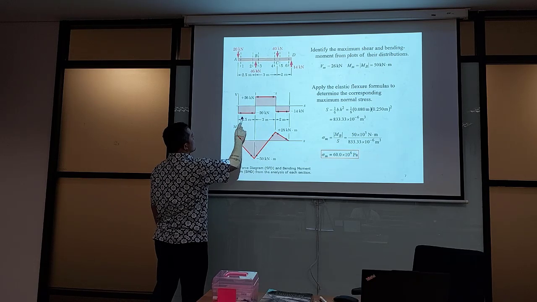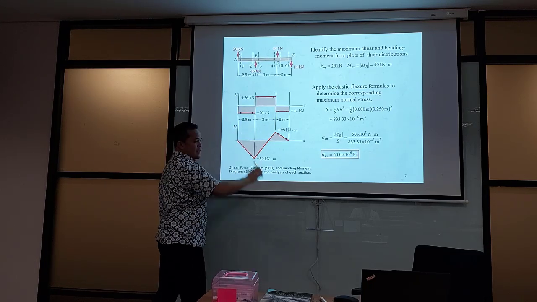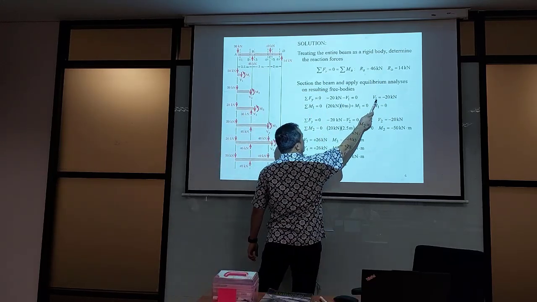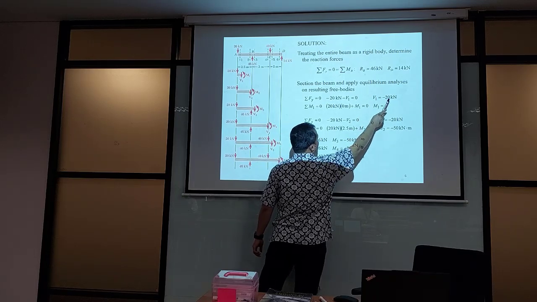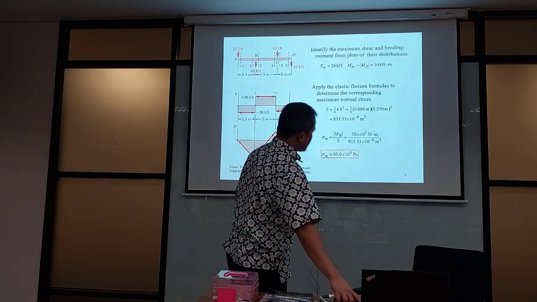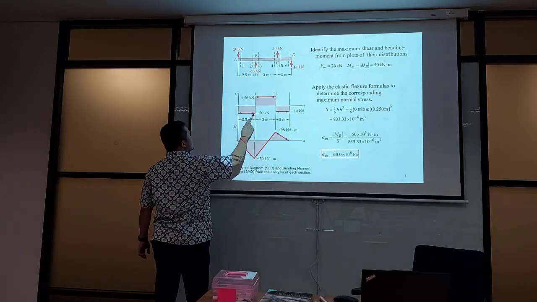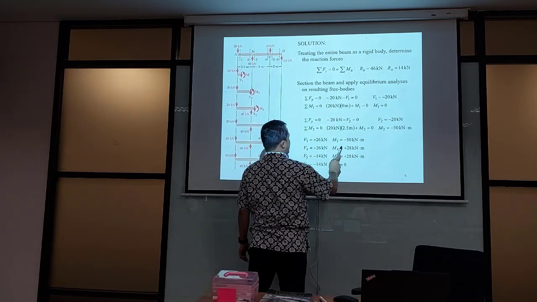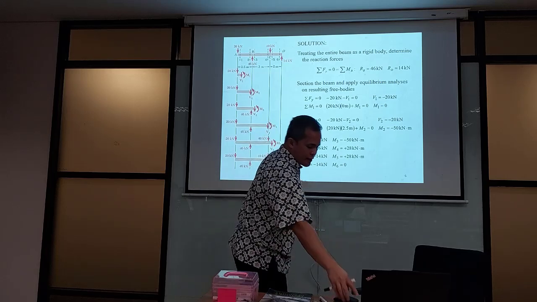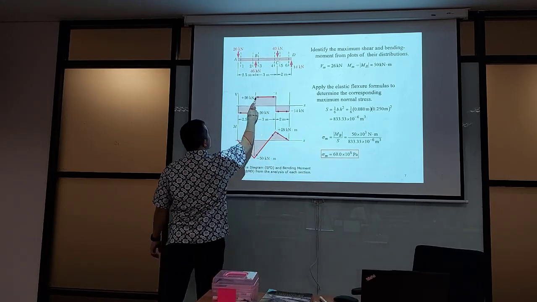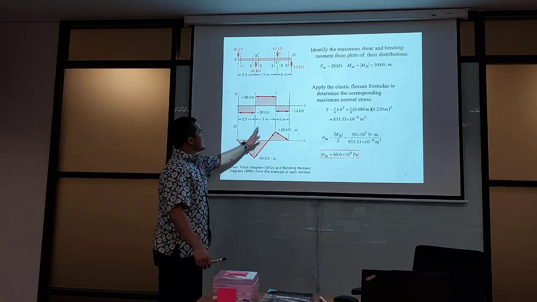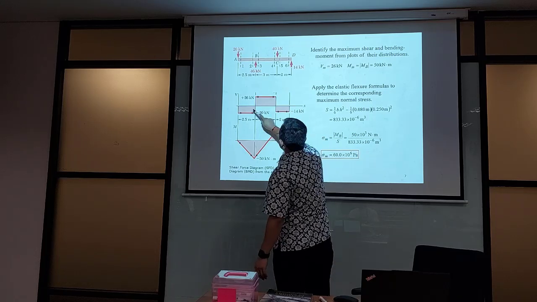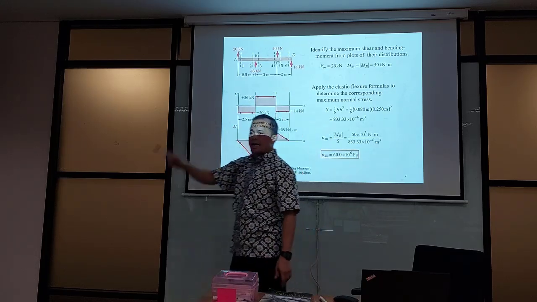This is the SFD, the V1 and V2. V1 and V2 both are minus 20 kilonewton. Therefore, this one is still minus 20 kilonewton. Then V3, V4: V3 is 26, V4 is 26. So it goes to 26, 26. And the rest, finally, it is 14. This is also 14. Close. So this is the shear force diagram, SFD.